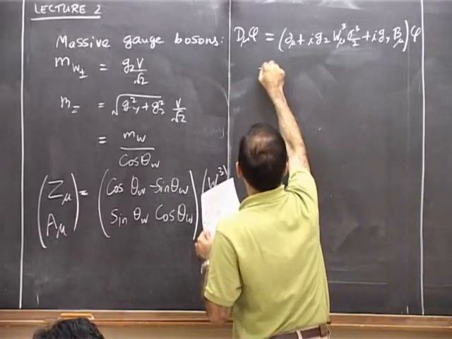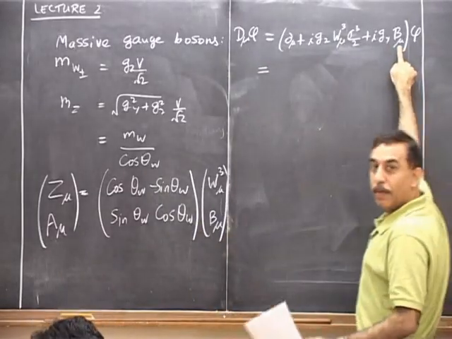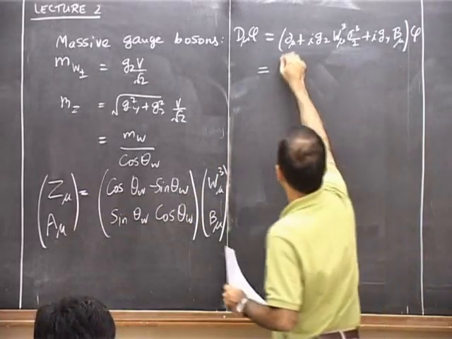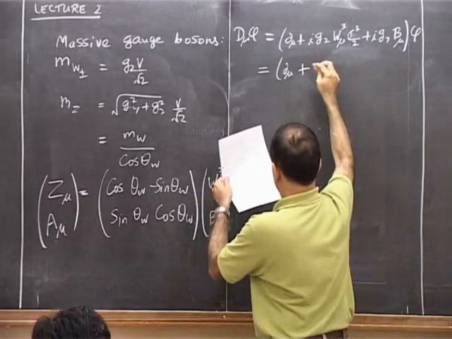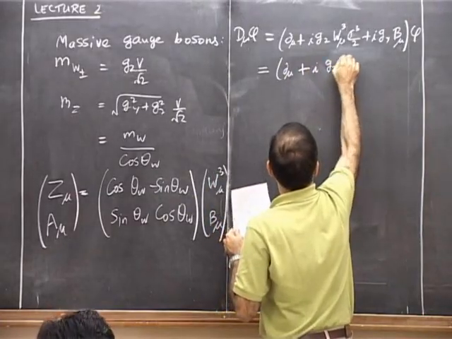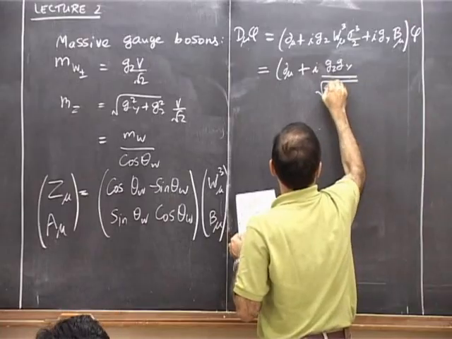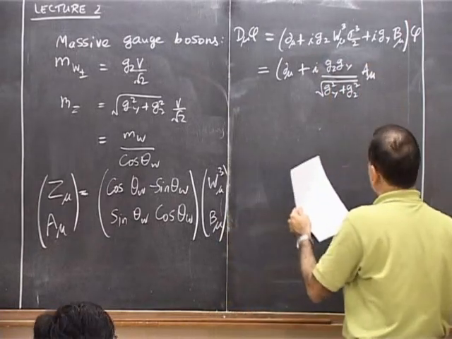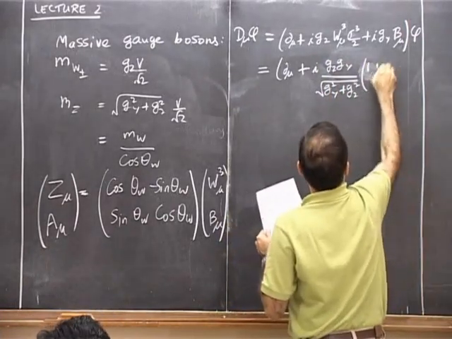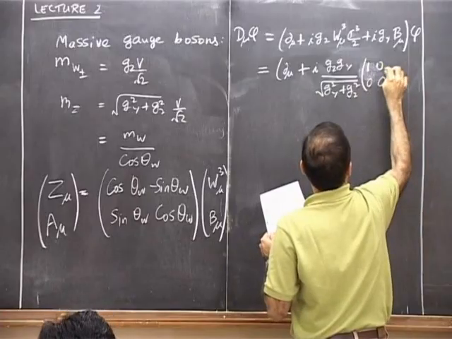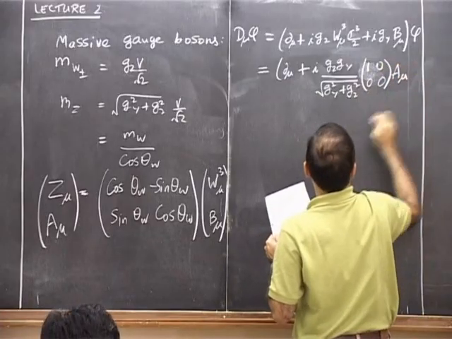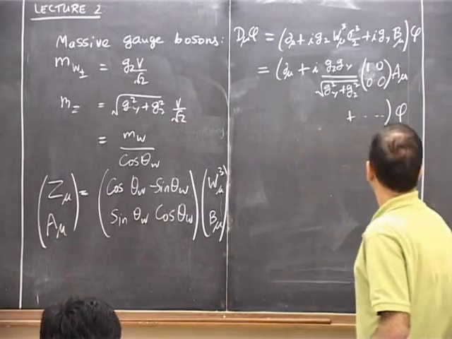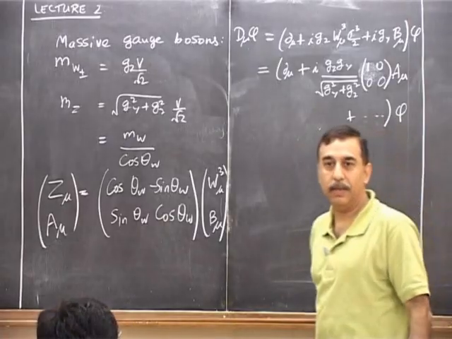Okay. And if we rewrite this by solving for W and B by inverting this matrix back in terms of Z and A, then we find that there is a term which is i, it's a very easy exercise, times the matrix 1 0 0 0 A mu on phi. Okay, and the dots are the terms depending on Z.